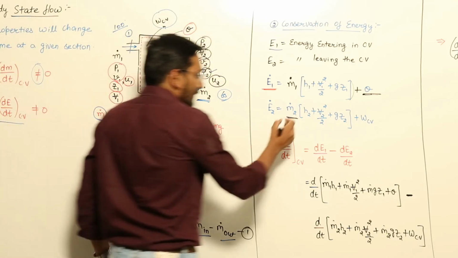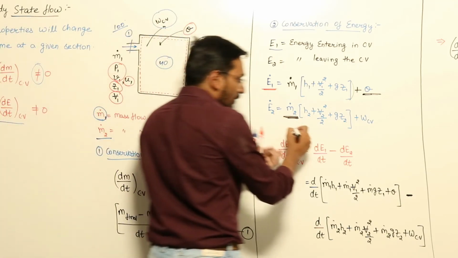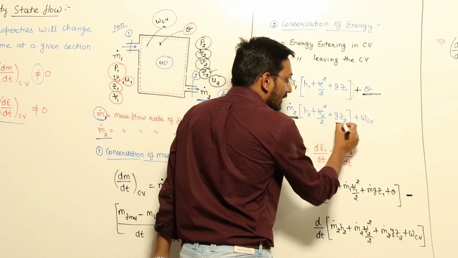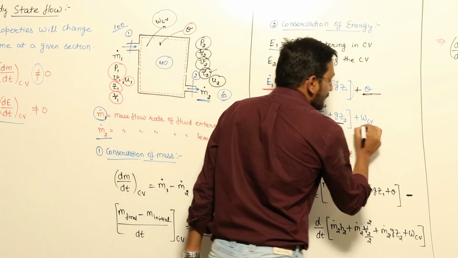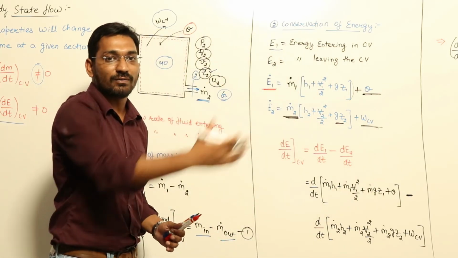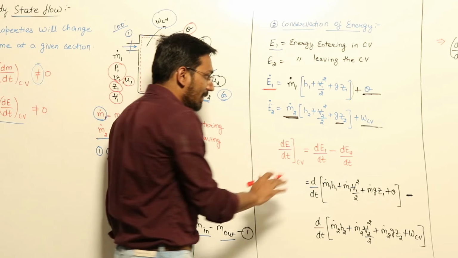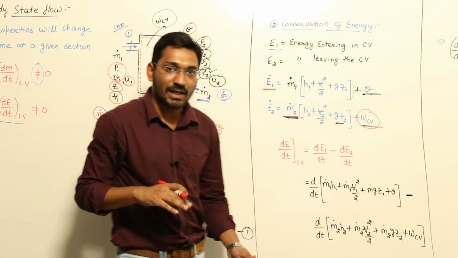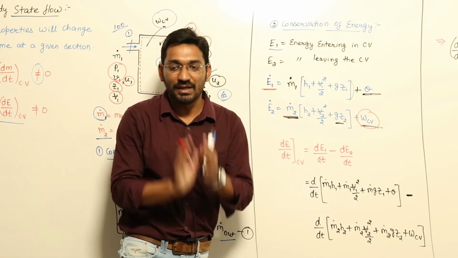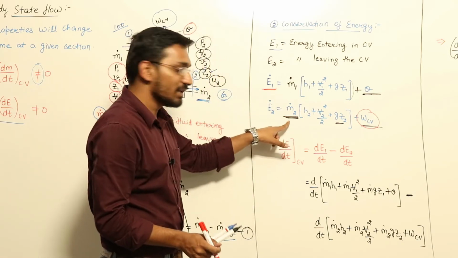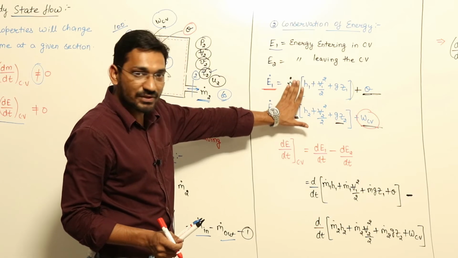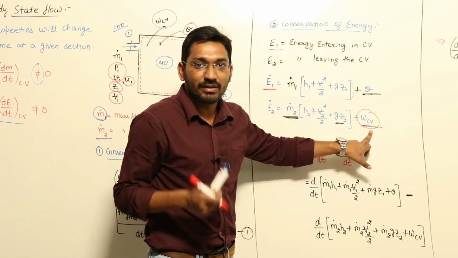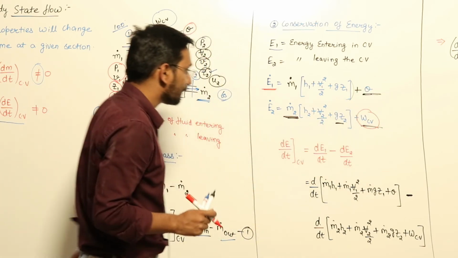So we are writing energy out of the system is m dot 2 into h2 plus v2 square by 2 plus gz2 potential energy plus Wcv, which is work done by the control volume on the surrounding. Same here, the unit of this Wcv will be kilojoule, not kilojoule per kg as we see in the steady flow energy equation. I am multiplying here with mass. In steady flow this mass term is not there, then the unit of Q and Wcv will be kilojoule per kg. You need to remember this thing.